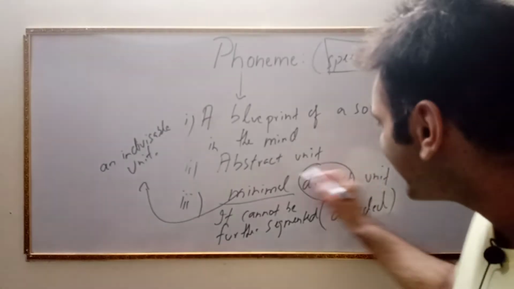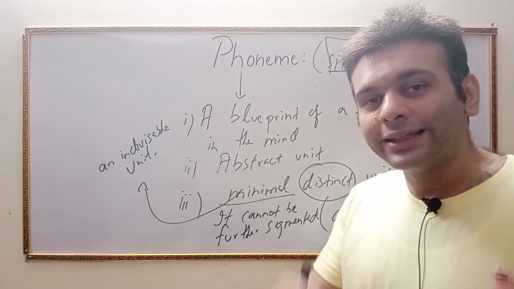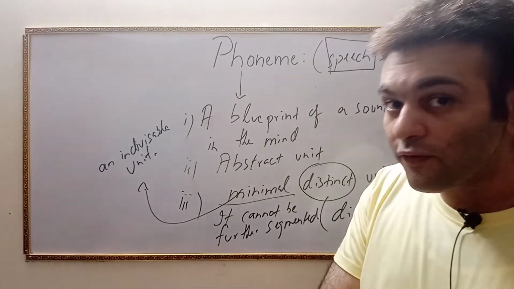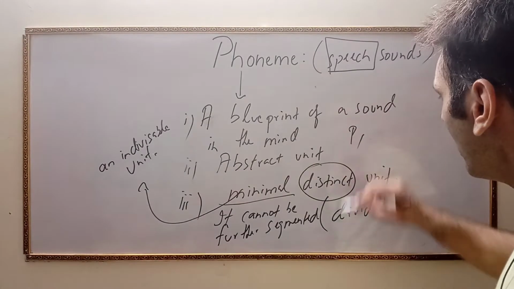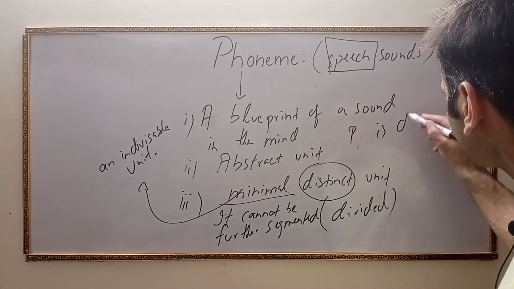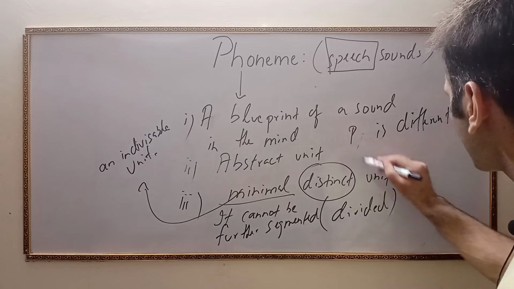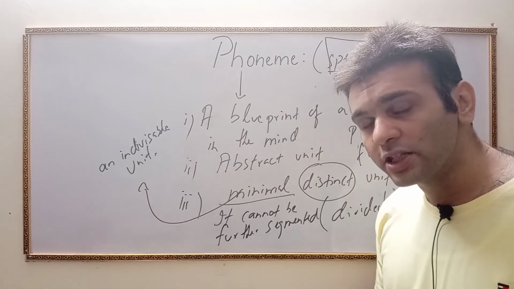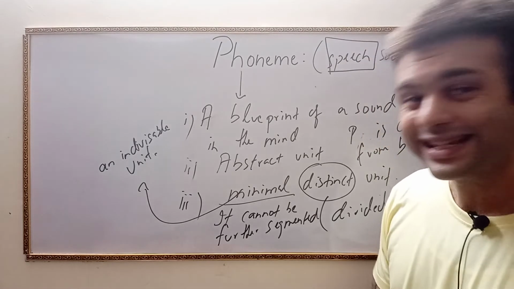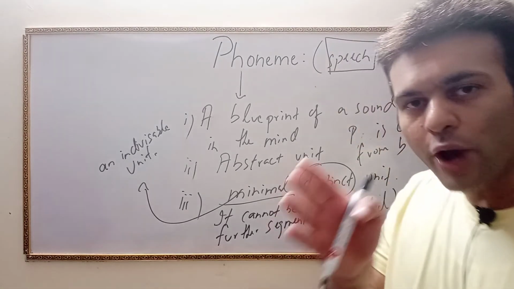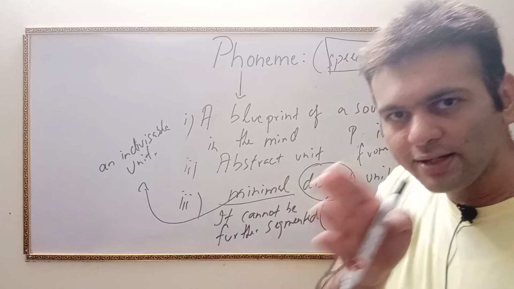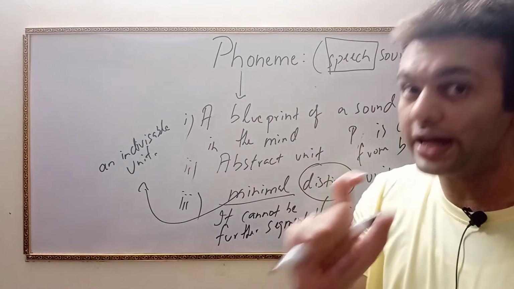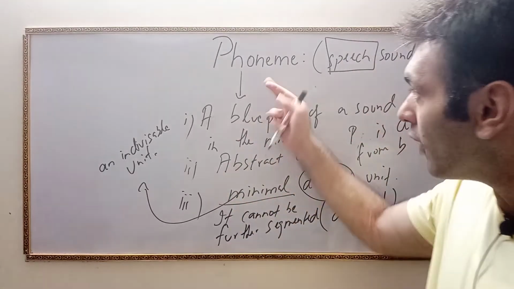What do we mean by distinct? Distinct means that every phoneme is different from another phoneme. P is different from B sound. B is different from T, and T is different from S, and S is different from Z sound. So every unit, every sound segment is different from the other sound. That's the third very important aspect of a phoneme.